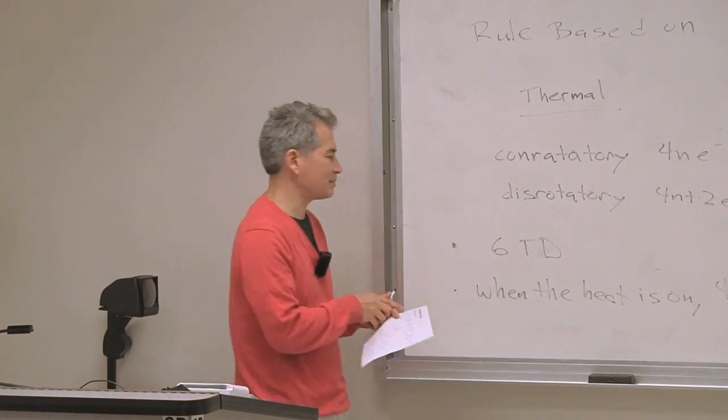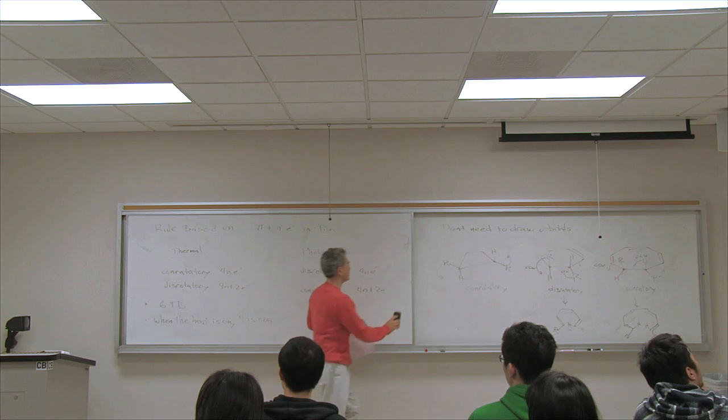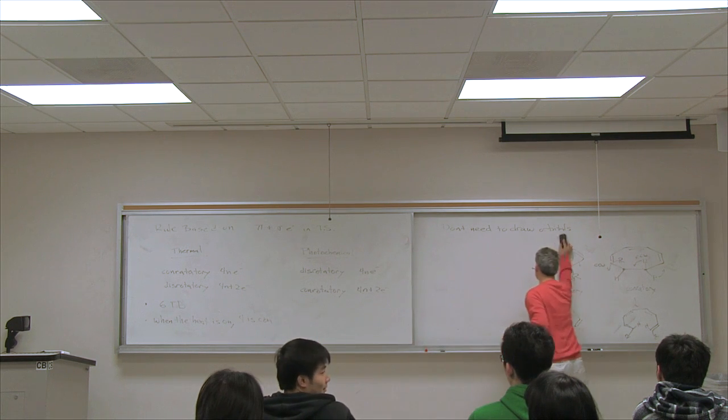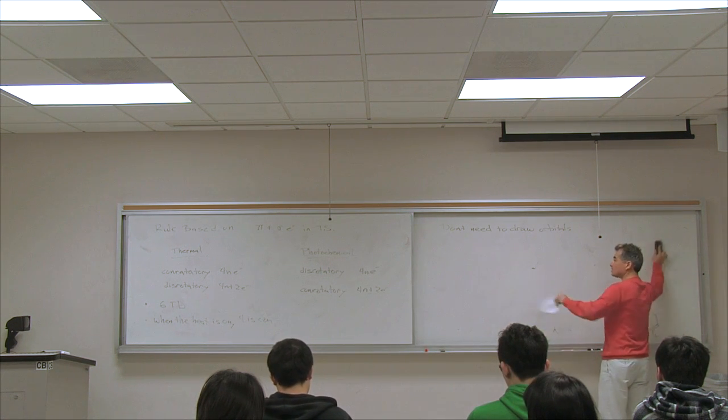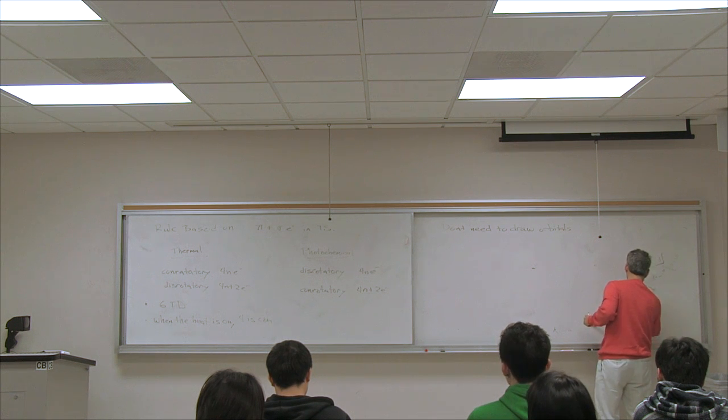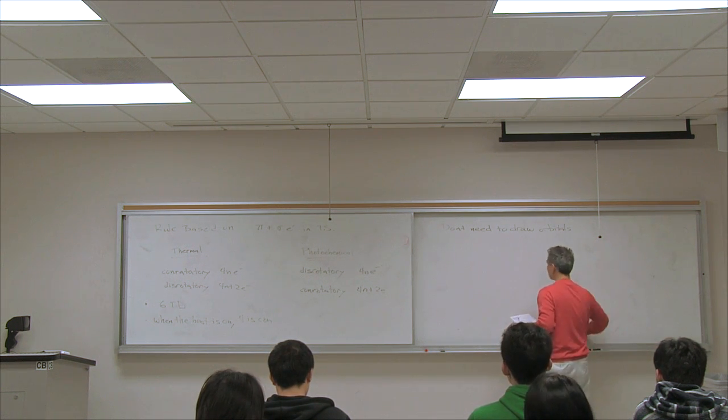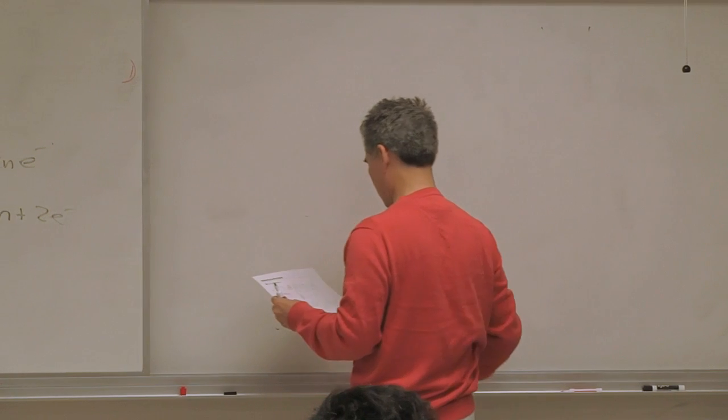Okay, so let's try to apply this, because this seems very abstract now. Let's take a look at some electrocyclic reactions. And I'll test you to see if you understand this, if you can use these kinds of rules to predict whether things are conrotatory or disrotatory.